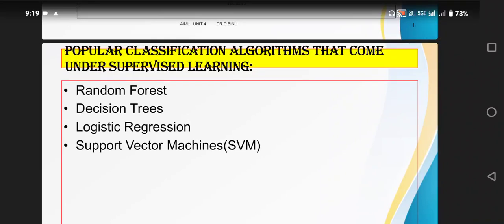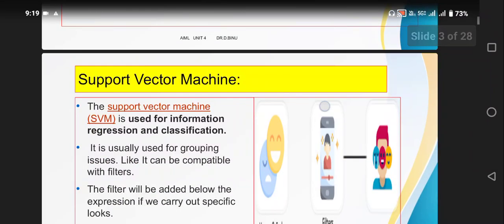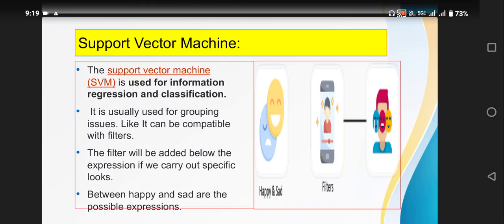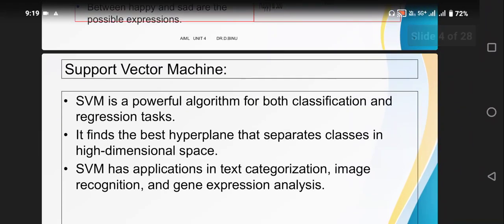The support vector machine is one of the popular classification algorithms which comes under supervised learning. Support vector machine is used for regression and classification. It is usually used for grouping issues. It can be compatible with filters. The filter will be added below the expression if we carry out specific looks between happy and sad or the possible expressions. SVM is a powerful algorithm for both classification and regression tasks.